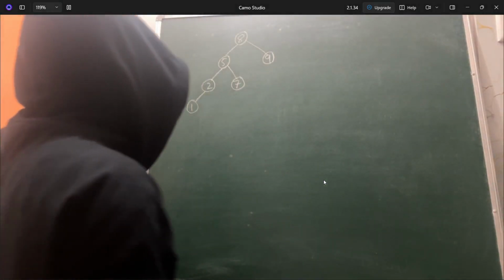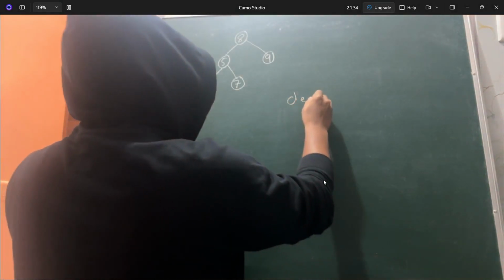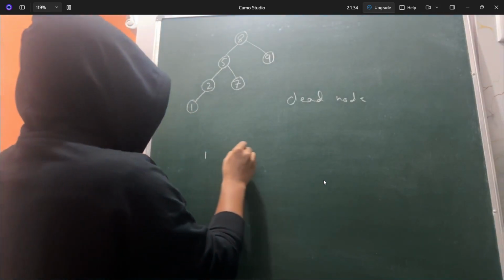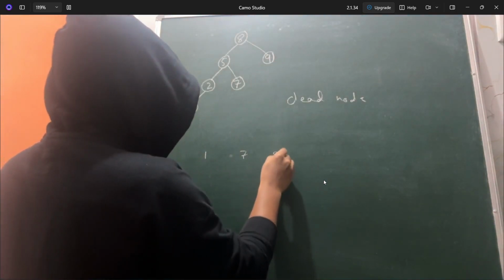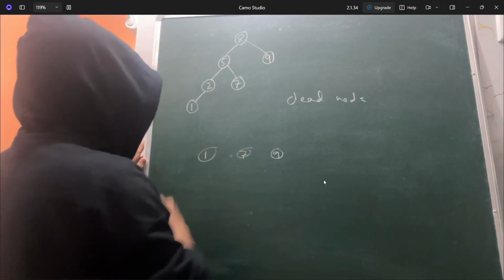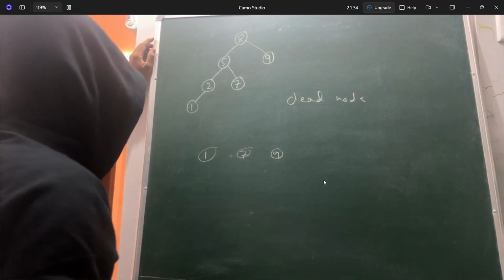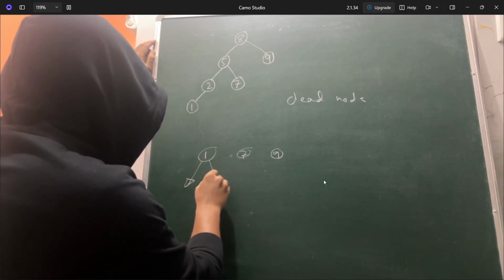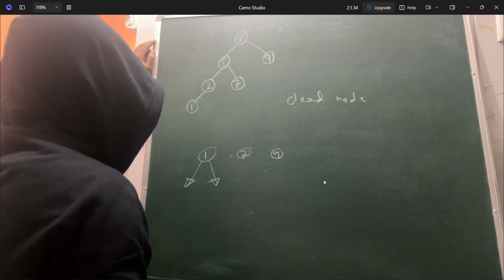So a dead node is defined as a leaf node. Leaf nodes, you can say, we can take 1, 7, and here we have 9, 3, 9. So these three are the leaf nodes, and if from here you are not able to assign any value, then that is a dead node.